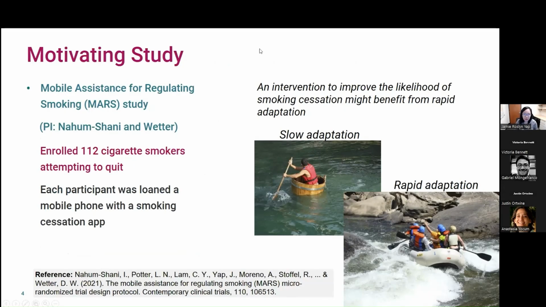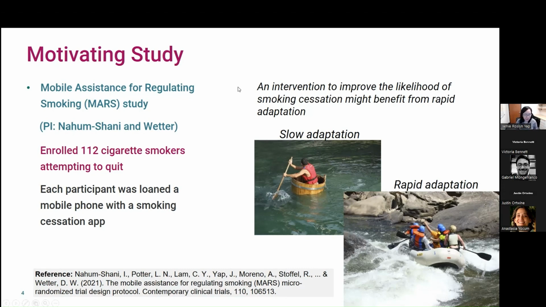Okay, so our motivating study is the Mobile Assistance for Regulating Smoking study. So the reference is down there. The protocol for this study is published at the Journal for Contemporary Clinical Trials back in 2021. So this study enrolled 112 cigarette smokers attempting to quit smoking. And each participant was loaned a mobile phone with a smoking cessation app.